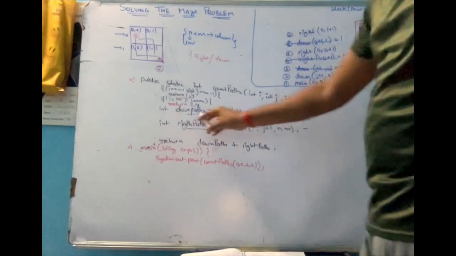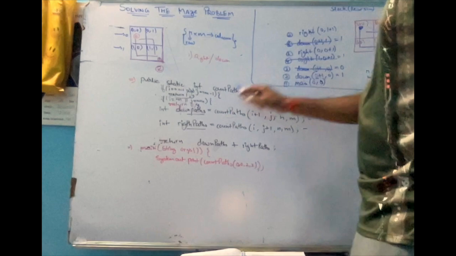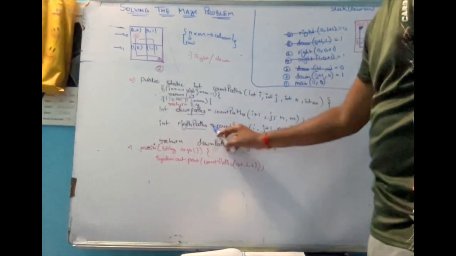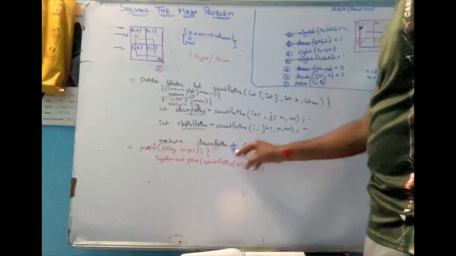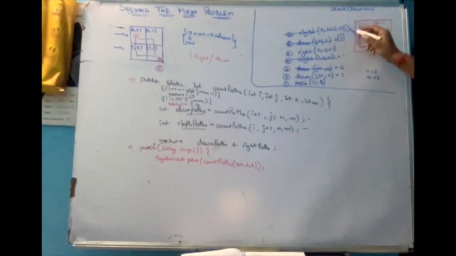So as soon as it is 2, again the base condition is reached, which is that we have crossed the bottom border. We cannot do that. So this will return 0, and again we have to strike off this one. Now this statement is executed. Now we'll move to the last statement, which is return down path plus right path. So this was right path. This is down path. 0 plus 1 is 1.